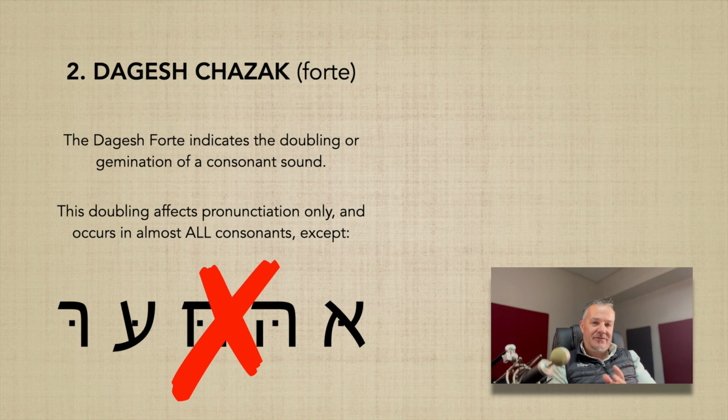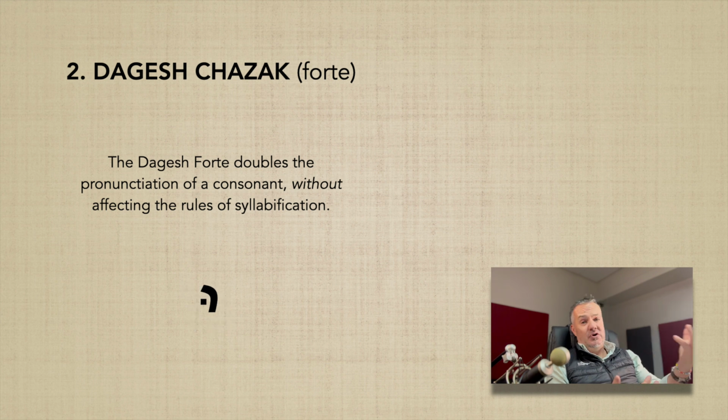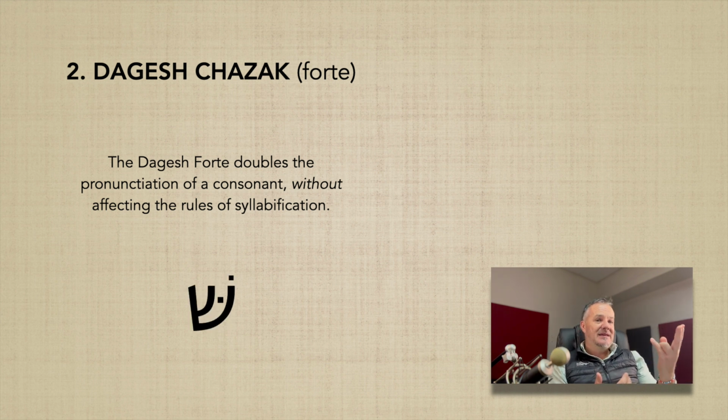But in any other of the Hebrew consonants, when you find a dot, for example, in a mem, in a yod, in a shin, it would mean the doubling of that consonant in pronunciation only. It does not affect the syllabification. It's literally only the way you would pronounce it.